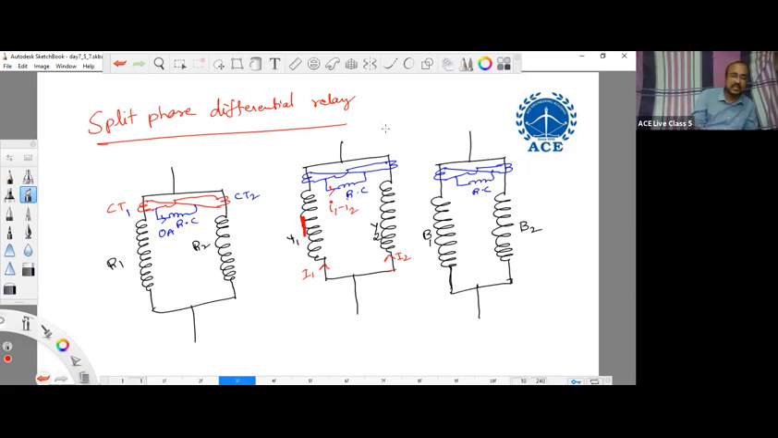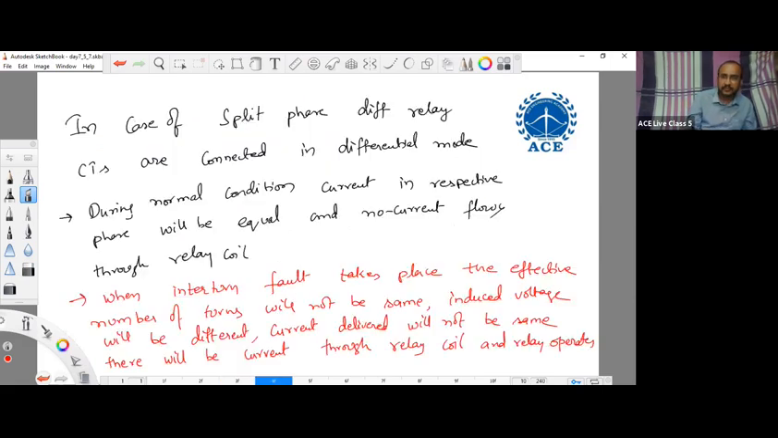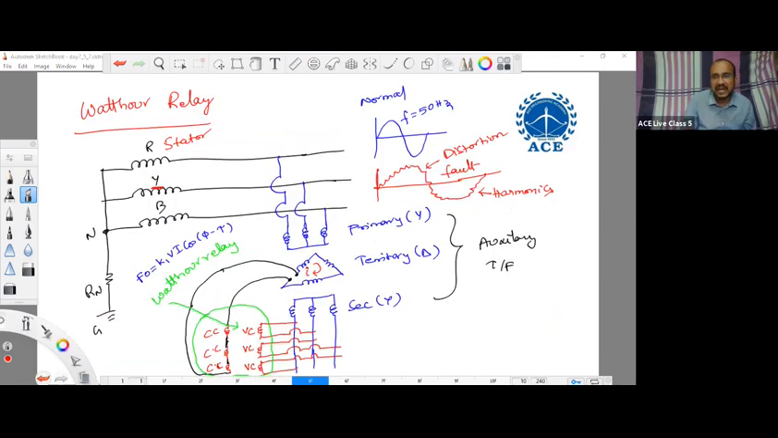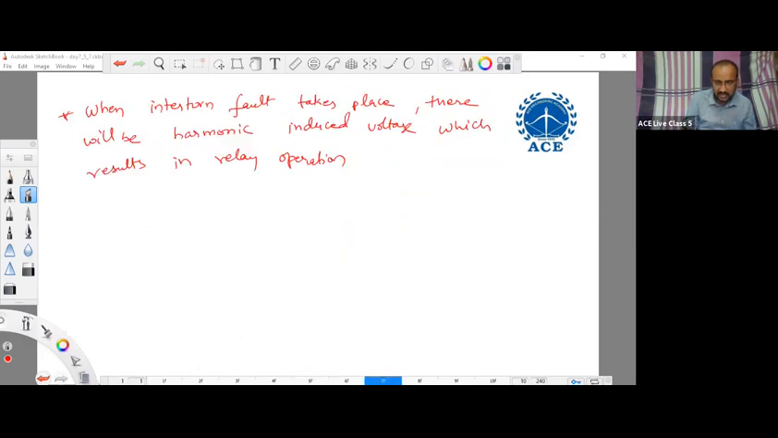So when do you use the split phase differential relay? In case of multi-phase winding. Whenever the stator of the alternator consists of only one winding per phase, you cannot compare because there is only one winding. That's why we use a watt-hour relay for sensing that interturn fault. So that is about interturn fault protection.